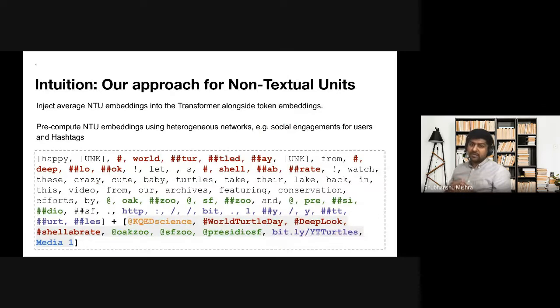In social linguistic literature, it has been highlighted that the influence of social context around language is important. Ignoring these social contexts may lead to suboptimal language representations. Hence, our goal is to utilize NTUs in building richer social media post representations, which go beyond just their text content. We suggest a simple approach of concatenating NTU embeddings with existing token embeddings of a language model. These NTU embeddings are derived from the heterogeneous network of NTUs across the social media platform.